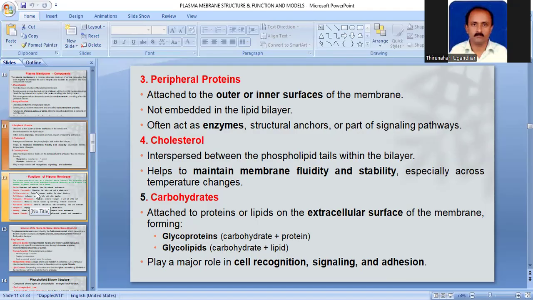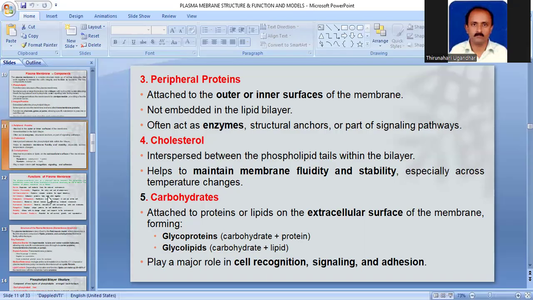Then cholesterol is interspersed between the phospholipids. It is the fourth type of component in the plasma membrane. It maintains fluidity and stability. Stability means it does not change in high or low concentrated ions. It is especially important across temperature changes.